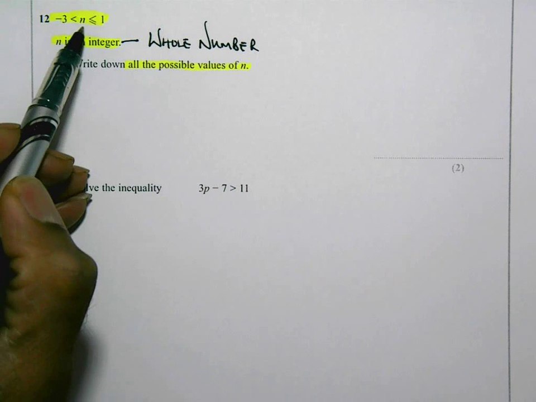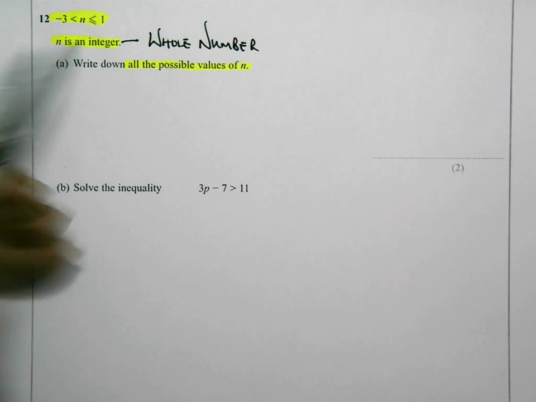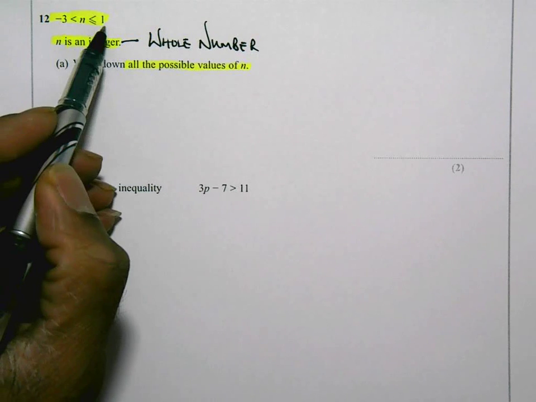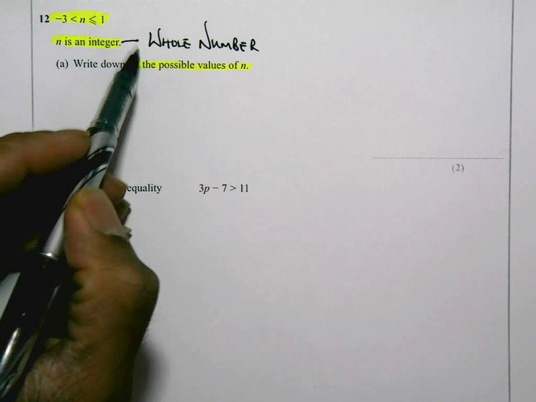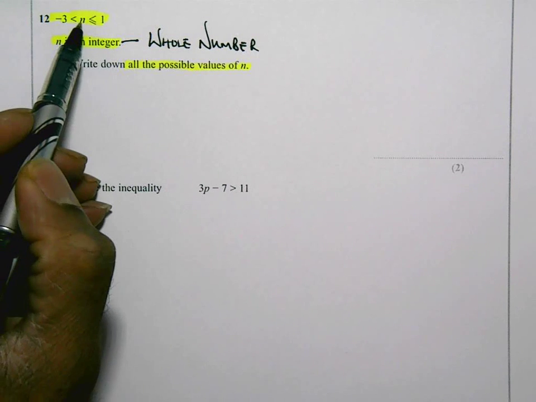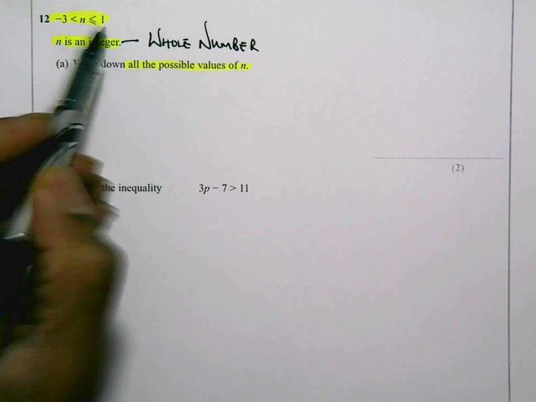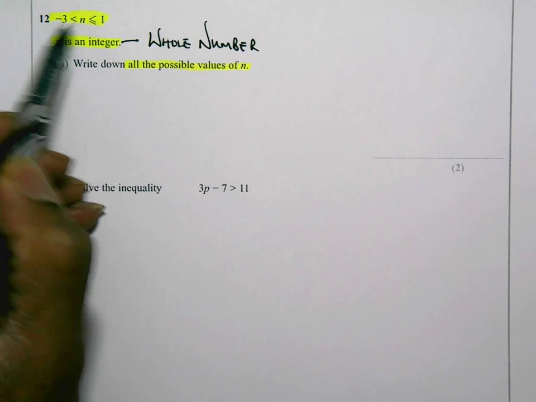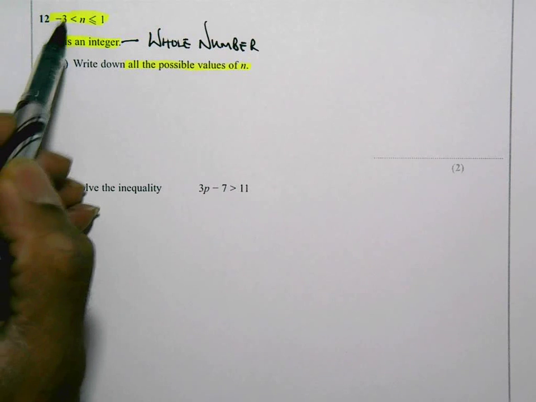Now this funny symbol, or the way of writing it, just basically says that n is between minus 3 and 1. It's between minus 3 and 1. But because this here is a less than or equal to sign, that means n could also be equal to 1. But because there's no extra line under this less than sign, n can't be equal to minus 3.